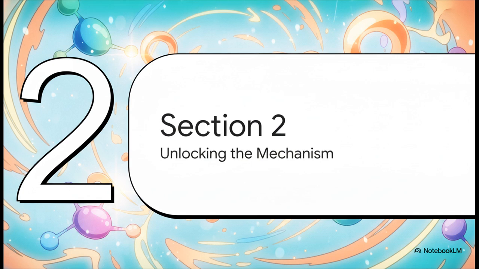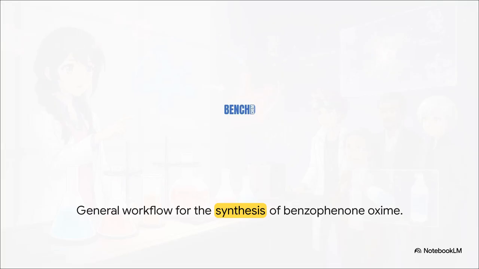Moving right along to Section 2, unlocking the mechanism. So, how do we get this molecular reshuffling from start to finish? Well, the whole thing is built on this incredibly efficient synthesis workflow for preparing the oxime. You have to build it before you can rearrange it. By reacting benzophenone with hydroxylamine hydrochloride in an ethanol and water mix, and then just hitting it with a base and a little bit of heat, it's basically magic.